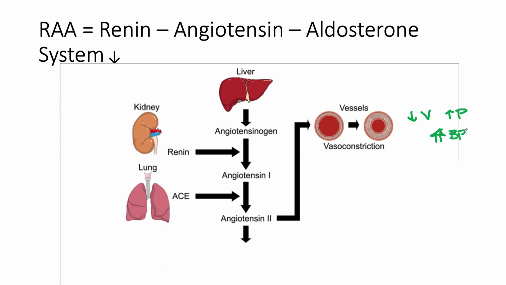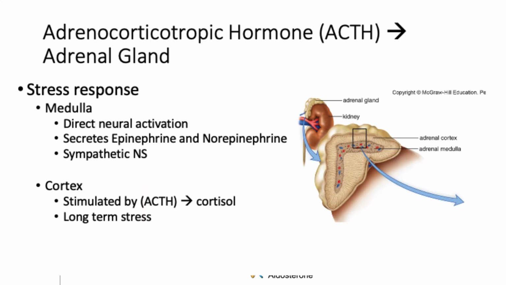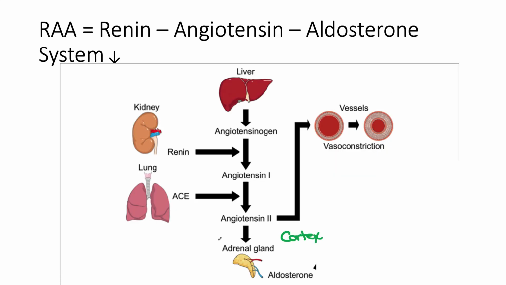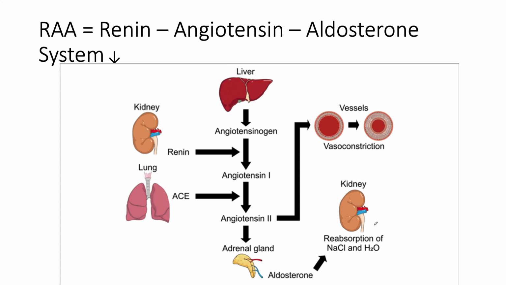The second thing that angiotensin does is it's going to act on our good old adrenal glands. And it's actually going to act on the adrenal cortex. Remember, before we learned about how the adrenal cortex was important in long-term stress response through cortisol. However, in this case, we're going to be causing the adrenal cortex to produce something called aldosterone, which is a hormone that acts back on the kidney. It's actually going to act on that collecting duct and cause the reabsorption of sodium and therefore water.